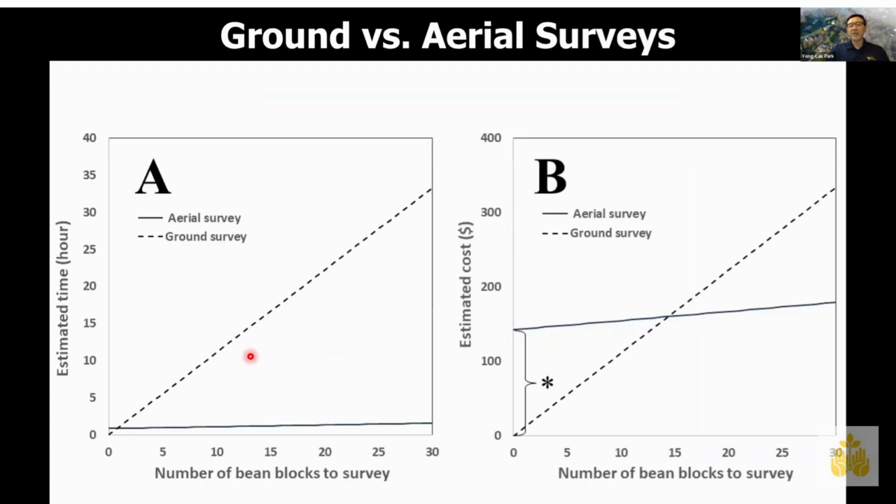Okay. So based on our study, what it says is the drone is good for rapid assessment. And also if there are more than 15 bean blocks, definitely the drone is more economical. So that's the main result.